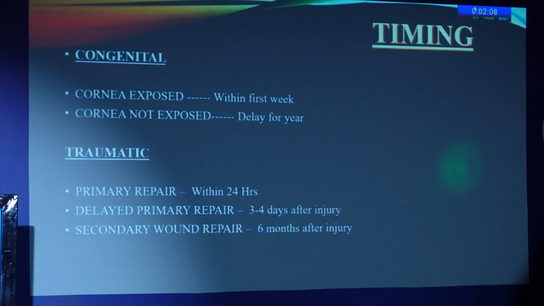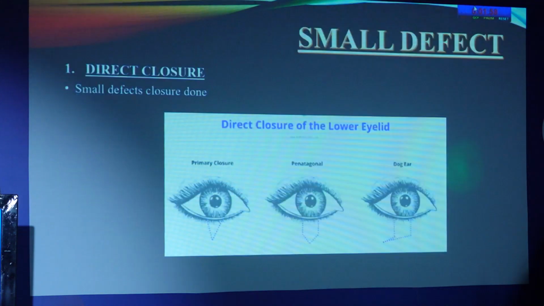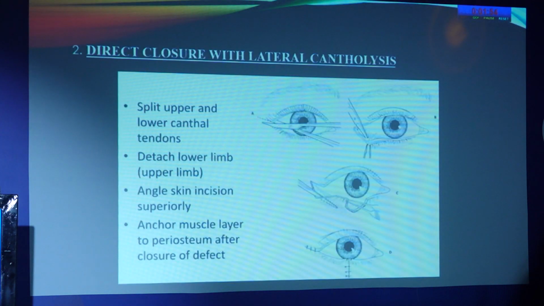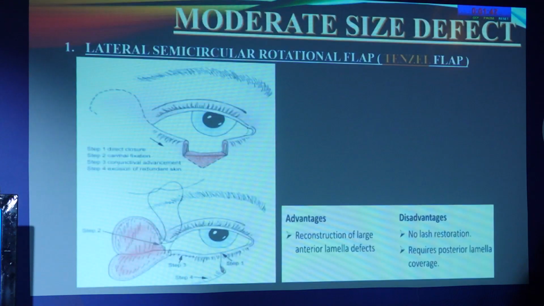Timing of the repair: if the cornea is exposed in a congenital defect, repair within the first week; if the cornea is not exposed, delay for a year. Traumatic repairs: primary within 24 hours, delayed primary repair at 3 to 4 days, secondary at 6 months. Small defects: direct closure, primary pentagonal dog ear; direct closure with lateral cantholysis, in which we directly detach the lower limb and angle the incision superiorly. Moderate size defects: tensile flap is used.